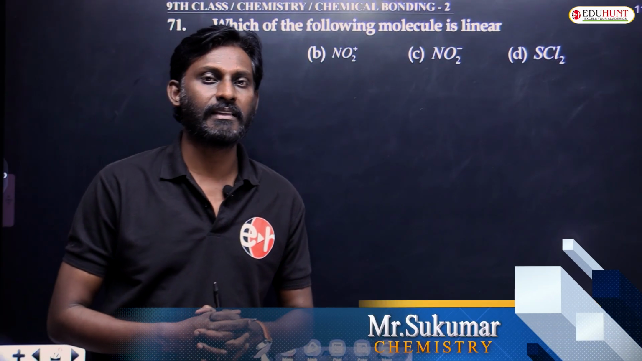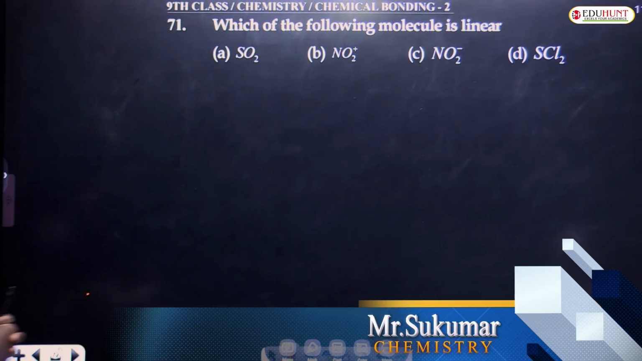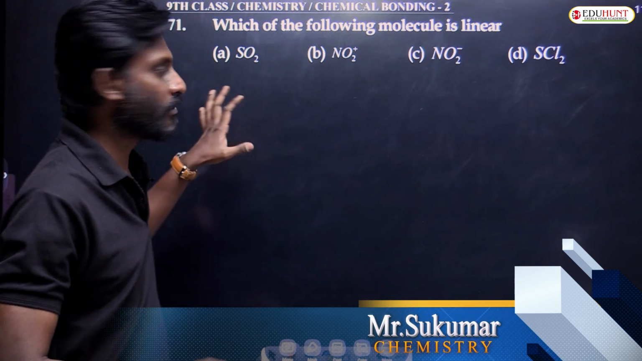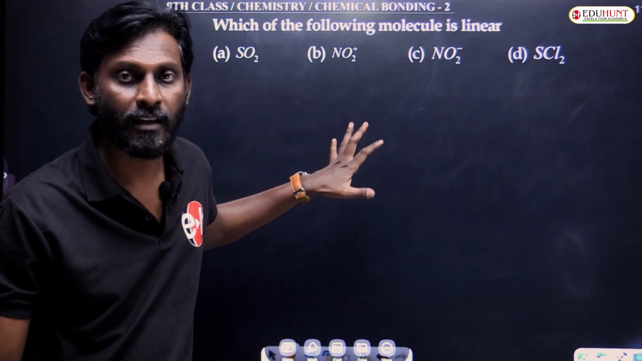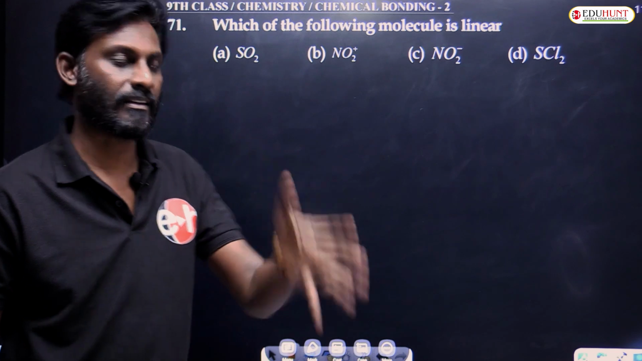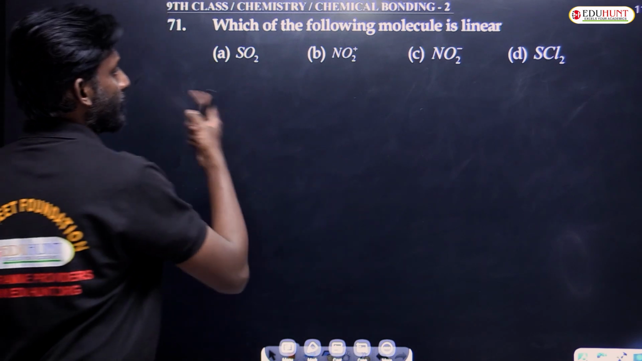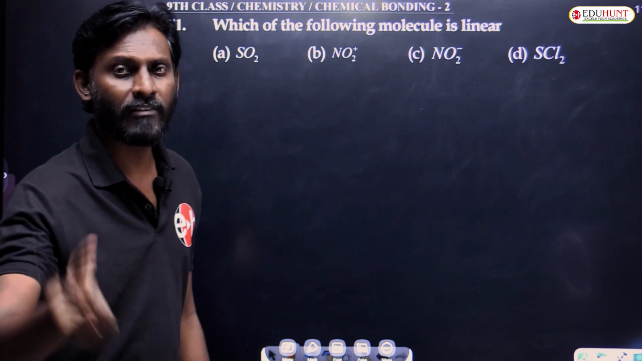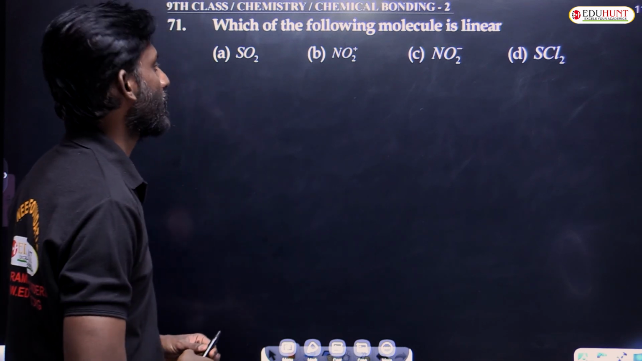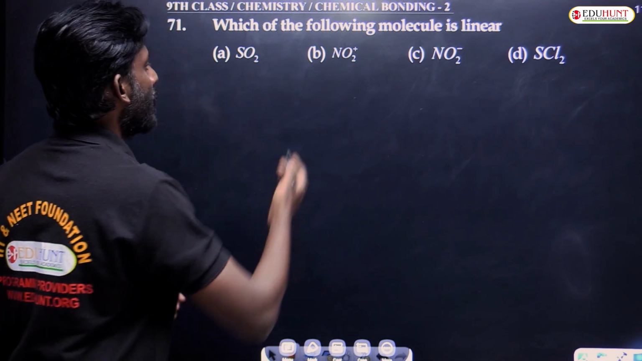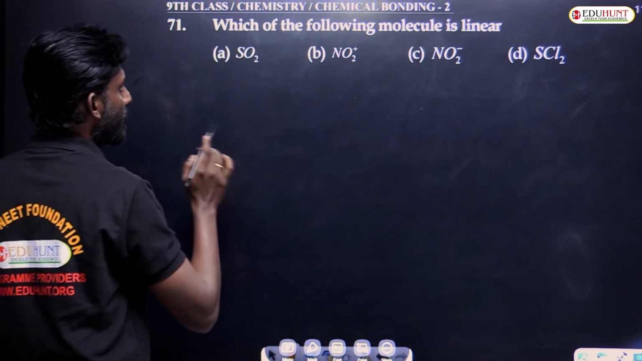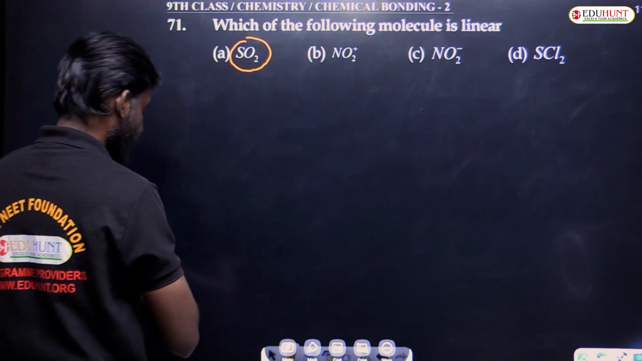Next question number 71. Which of the following molecules is linear? Among these four options, we need to find the molecule which is linear. You can go by the formula for the hybridization of the central atom. NO2 plus is linear, but I'll do it for every molecule for you. This is a neutral molecule.